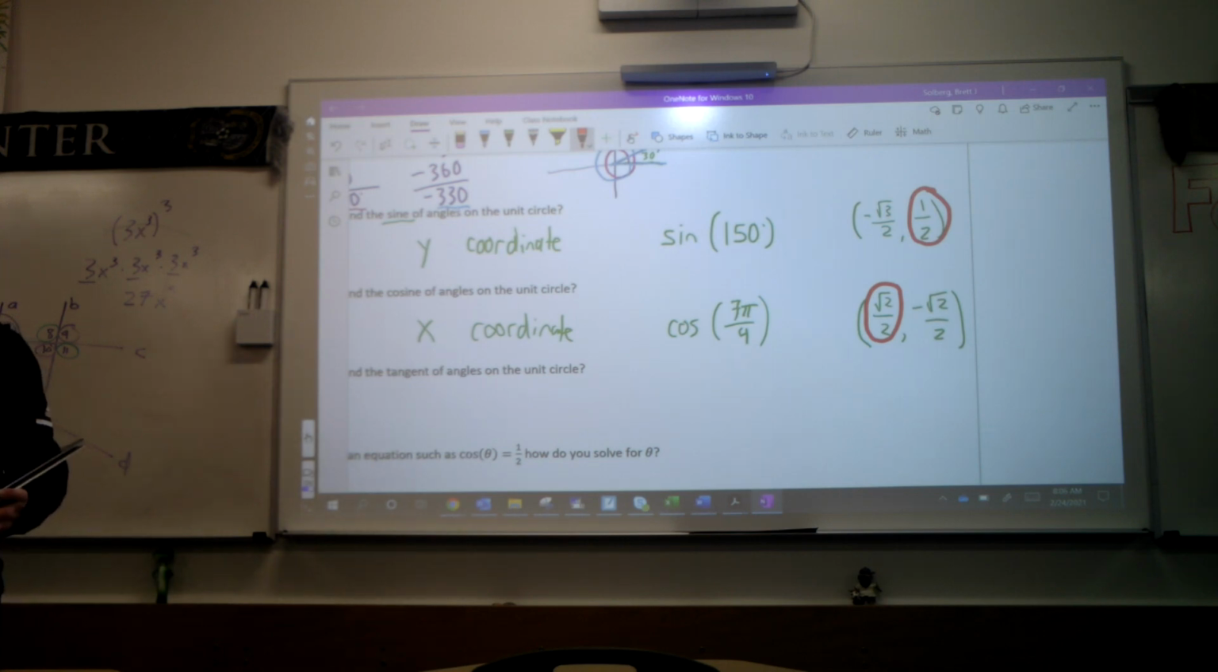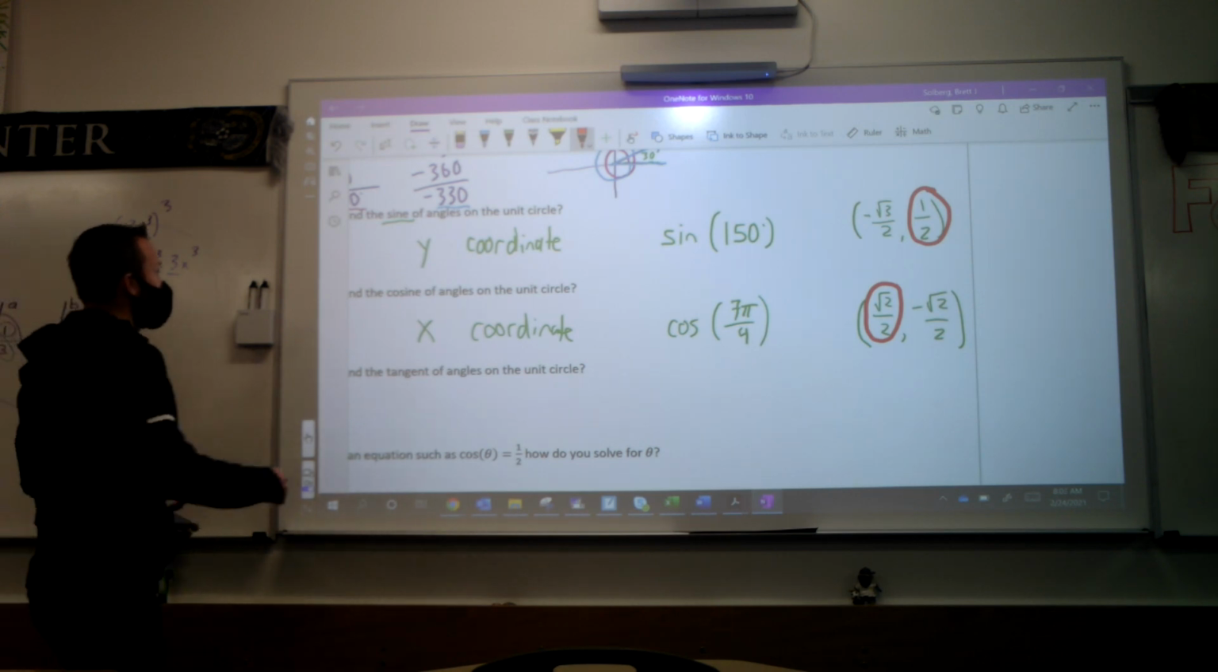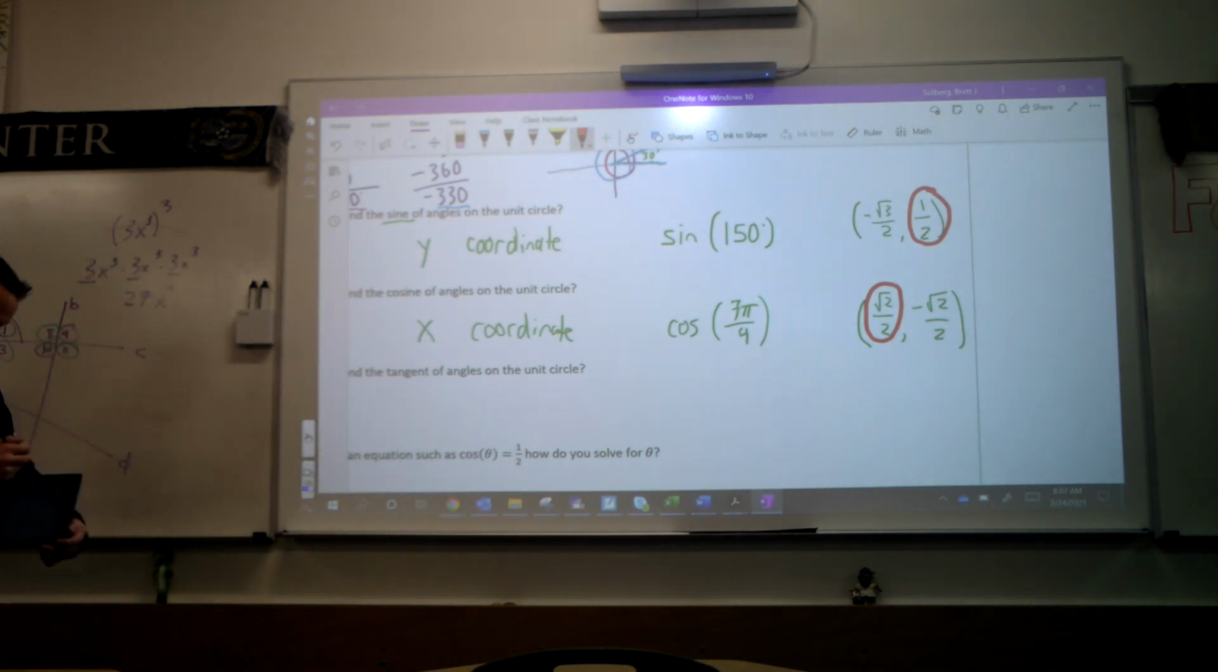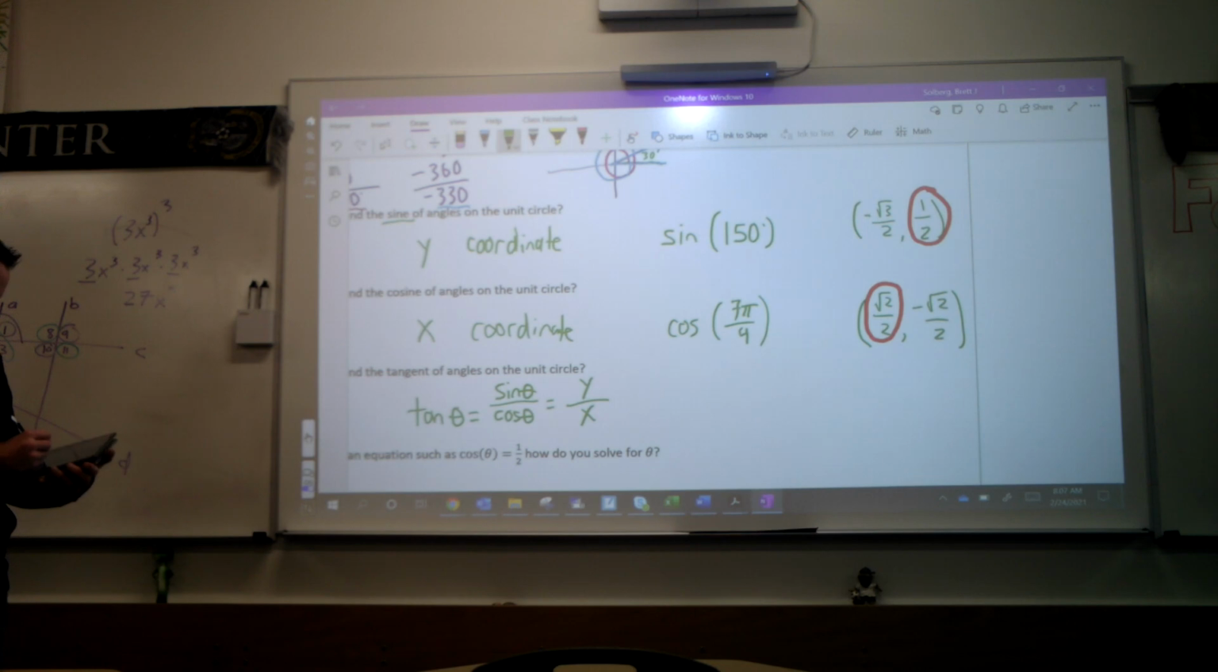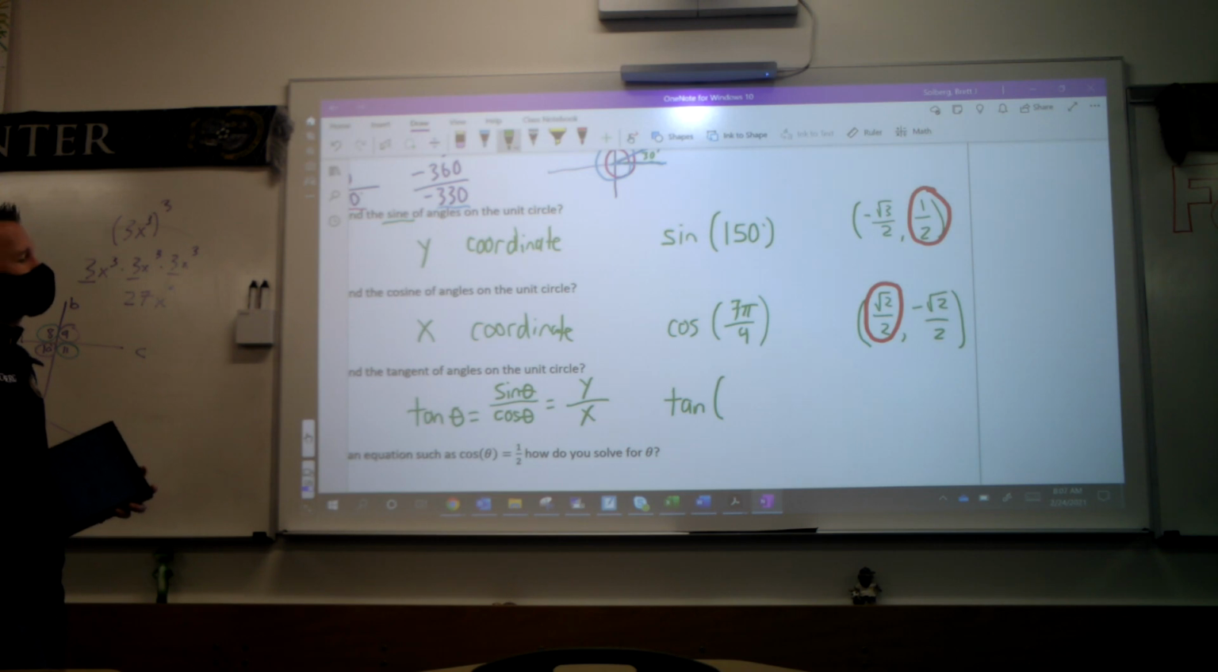Now, what about tangent? Tangent was a little tricky. Do you remember how we got that one, Jordan? Awesome. Y over x. So good job. Let's do that one together. The tangent of theta, I could think of it as sine over cosine, which is going to come into play when we talk about trig identities. Or you could think of it as y over x. So let's do an example together. Let's say I wanted you to figure out the tangent of 3 pi fourths.